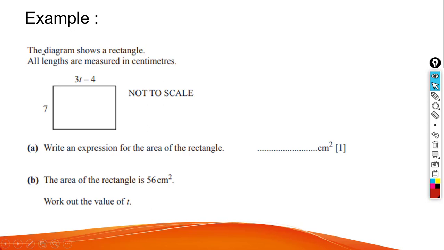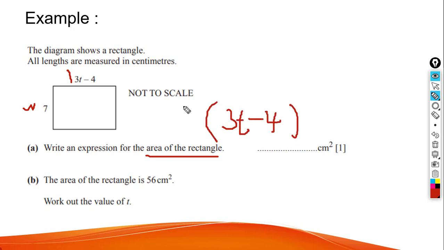We can go through it. The first question: the diagram shows a rectangle. All lengths are measured in centimeters. They've said that this is not to scale, of course. They ask you to write an expression for the area of the rectangle, and they've already given you the unit. The unit shown here is centimeter square, which means you need to multiply. We all know the formula for the area of a rectangle is length times width. The length here is 3t minus 4 and the width is 7. So you may write the expression as 3t minus 4 in brackets, multiplied by 7. And you have 1 mark.